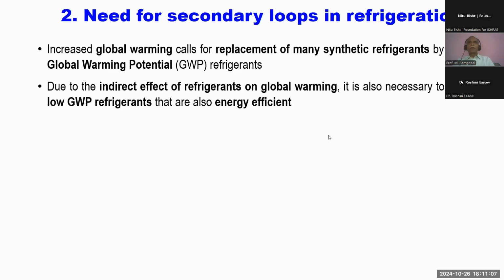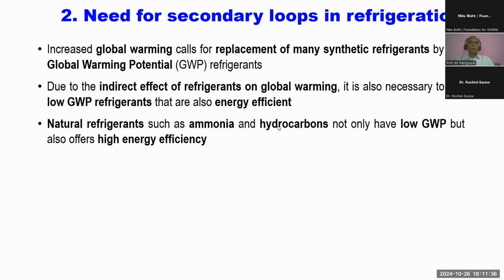In fact, if you do the analysis, you will find that the direct impact of a refrigerant on global warming is many a time much less than its indirect effect. Indirect effect means through its efficiency. So we require not only a low global warming potential refrigerant, but also a refrigerant which gives rise to high energy efficiency. So we require low global warming potential and high energy efficient refrigerants.